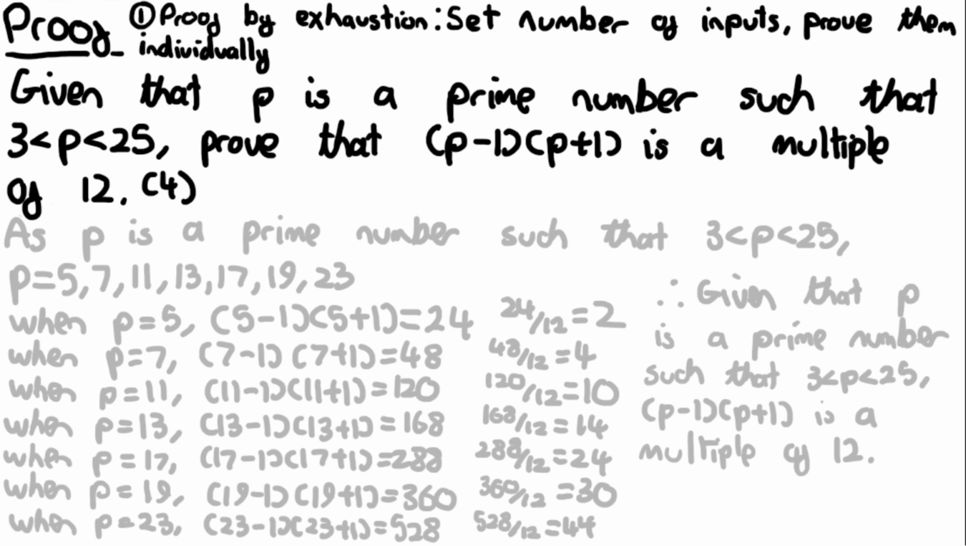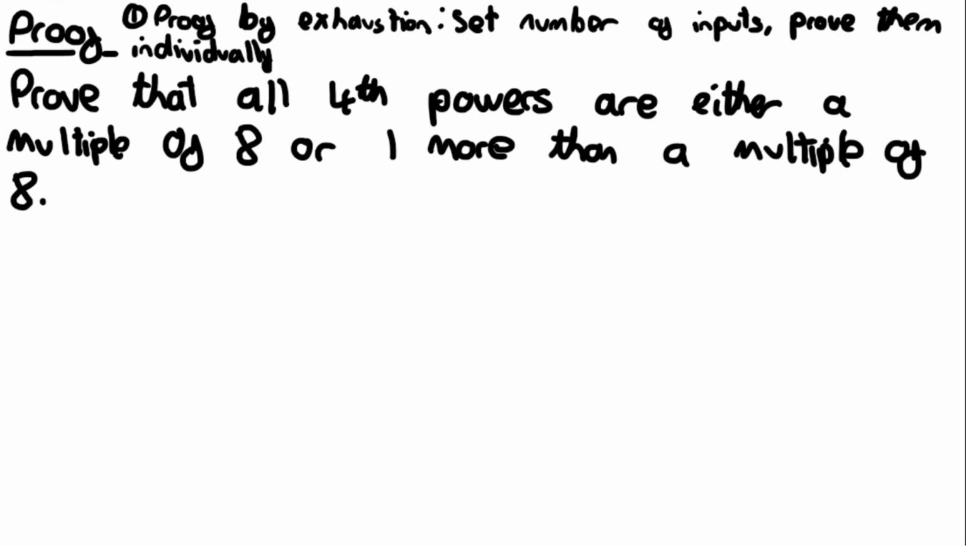you'll be able to get 4 very easy marks secured. So there's another type of proof by exhaustion question where you need to consider all positive integer values, but you class them into sets using algebraic expressions. So here's a question like this where we need to prove that all fourth powers are either a multiple of 8 or one more than a multiple of 8.